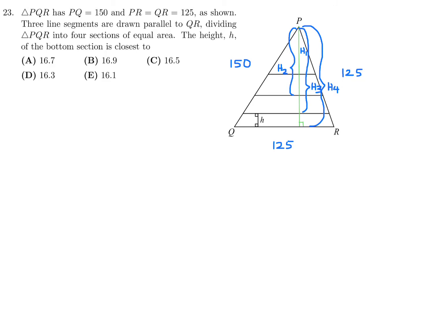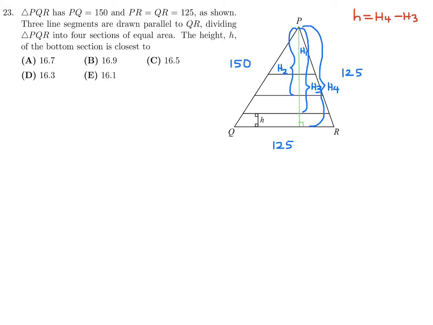Okay, so what we are basically being asked to find is find this little h right here. Well, that little h, according to my labeling, is H4 minus H3. Correct? So that's basically our goal in this question.